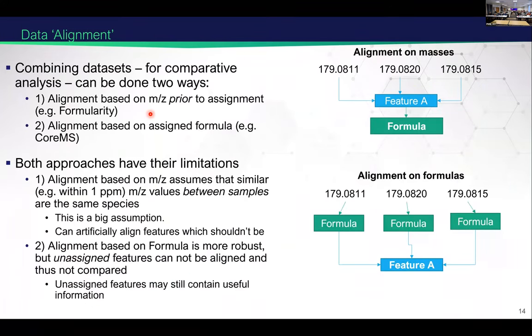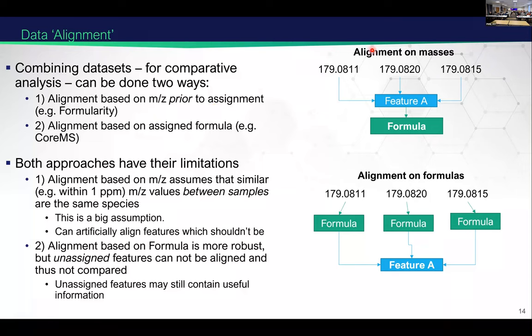Then the final critical step in data processing before we get to interpreting it is how do you combine datasets? If you've ever done principal component analysis or anything like that before, you've got a table of variables and observations. That might be soil sites and formulas annotated. But how do you make sure that you're aligning those entries across sites the same way?